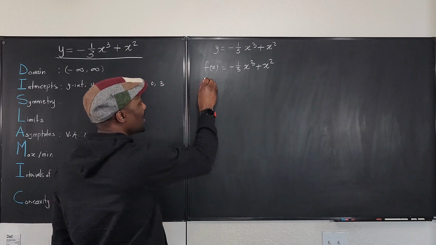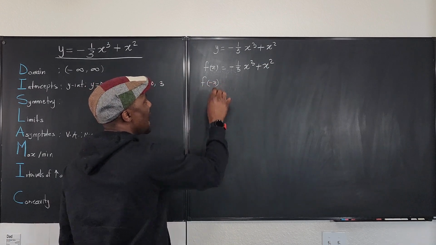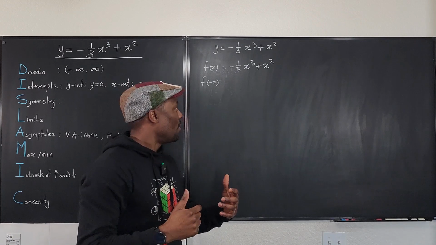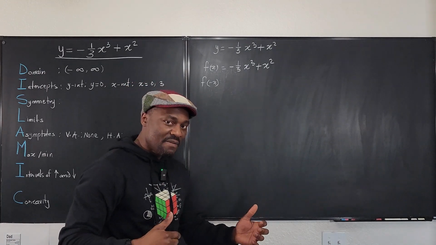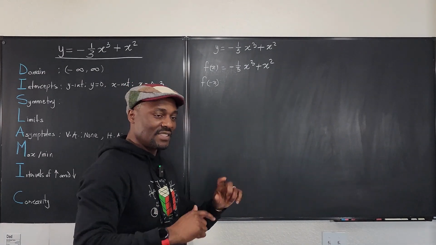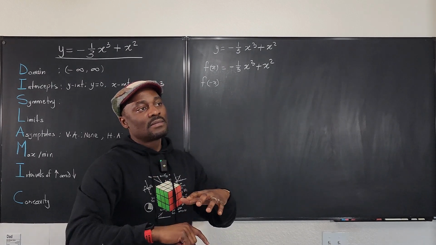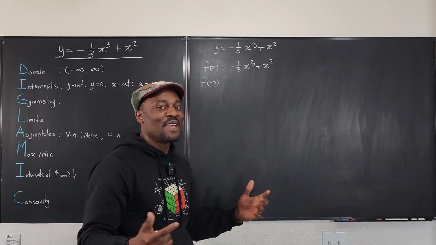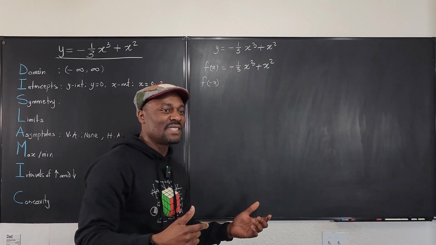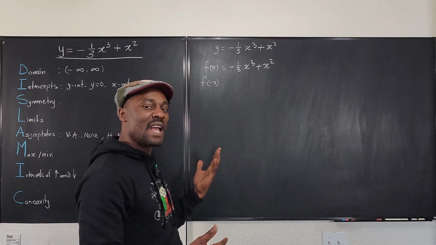But we're going to change this to f of negative x and see how they relate. So a function is symmetric if f of x is the same as f of negative x. It's symmetric if that's the case, okay? If f of x is the same thing or a reflection, okay?